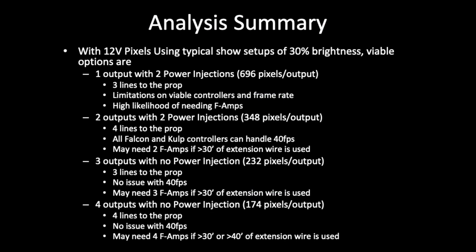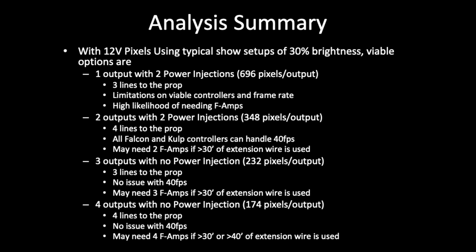With 12 volt pixels using typical show setups of 30% brightness, here are some viable options. You can use one output with 2 power injections. You're looking at 696 pixels all on one output. You're going to be drawing 3 lines to the prop. You will be limited, based upon the type of controller you have, to potentially be down to 28 frames per second instead of 40, and there's a high likelihood of needing F-amps.